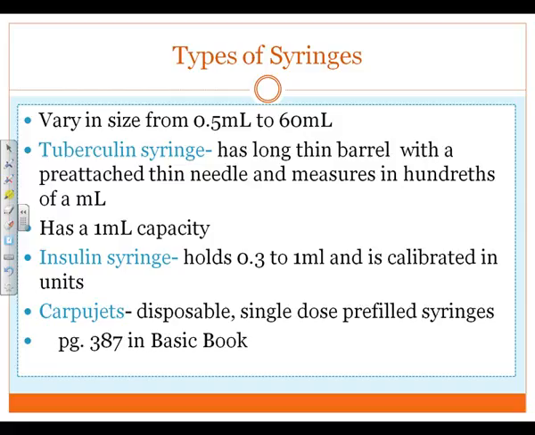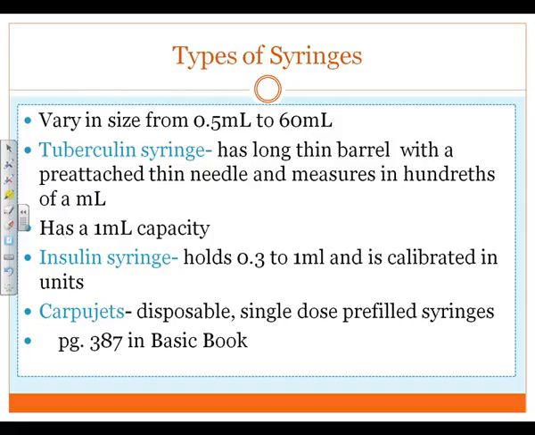Alright, tuberculin syringes, we talked about those. They're a long, thin barrel, and most of them have a pre-attached needle, and it measures to hundredths of a milliliter. So because it only holds a milliliter, you could actually give 0.62 milliliters.